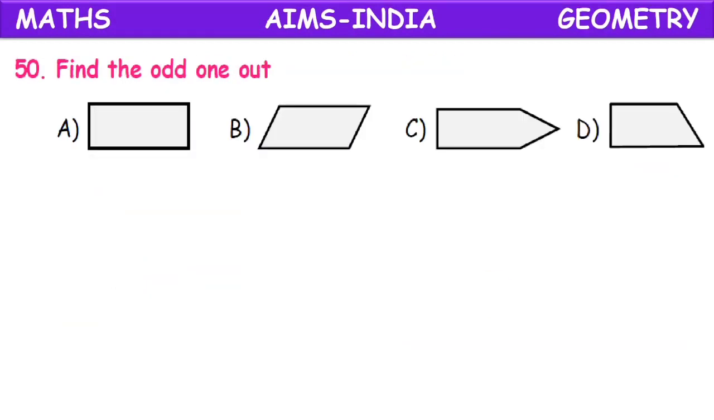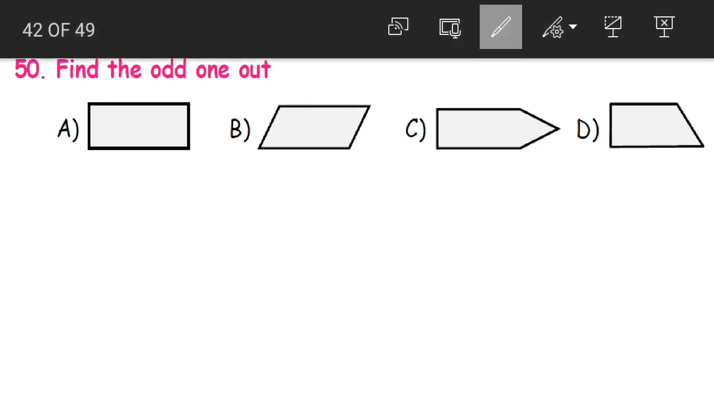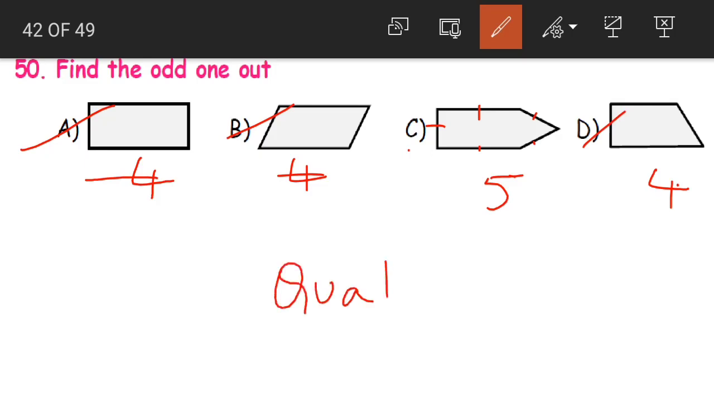Question 50. Find the odd one out. What is the meaning of odd one out, children? That means from the given group of figures or numbers or words, only one is different from the others. If you look at A, B, C and D, A has 4 sides, B has 4 sides, D also has 4 sides. But when you look at option C, 1, 2, 3, 4, 5, it has 5 sides. A, B, D, all these 3 are quadrilaterals.